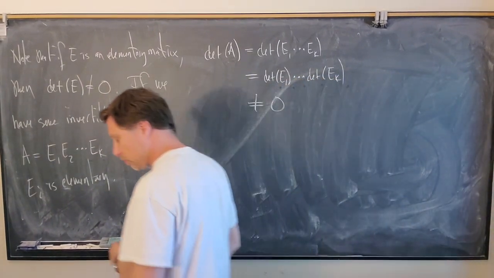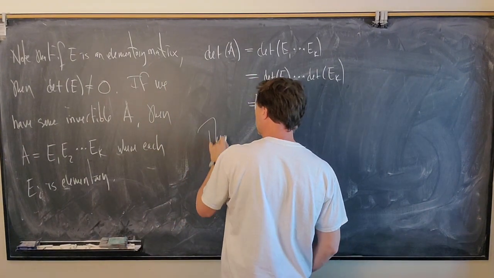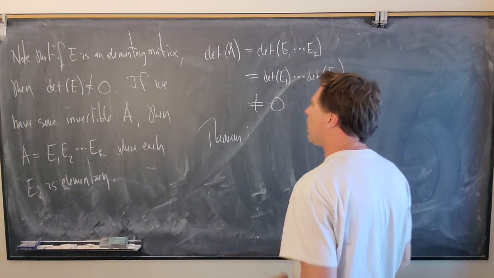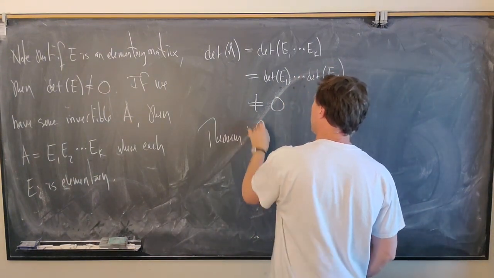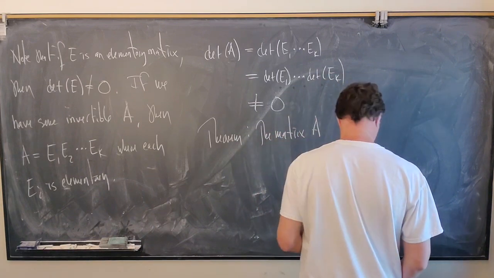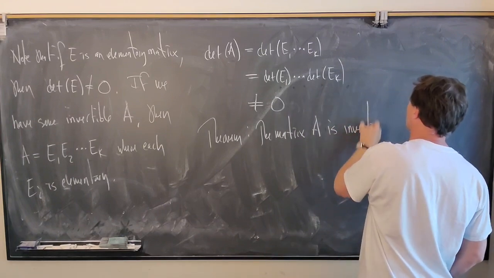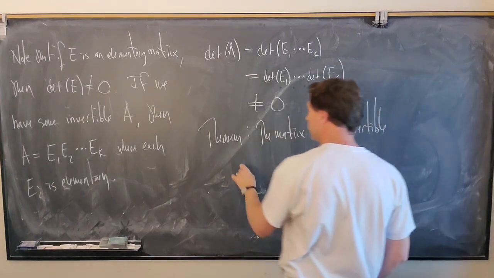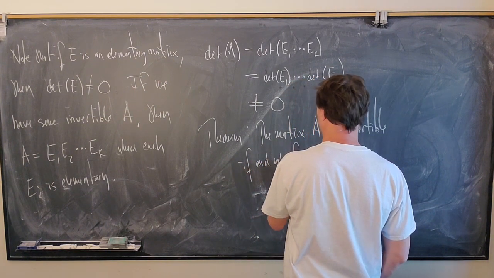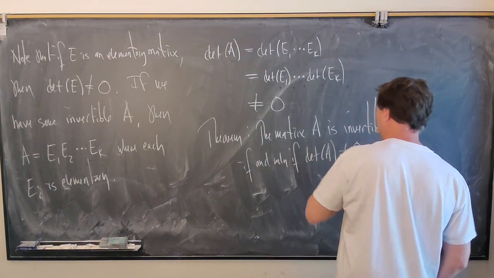So what we just proved, and I'm going to write this as a theorem: the matrix A is invertible if and only if the determinant of A is non-zero.